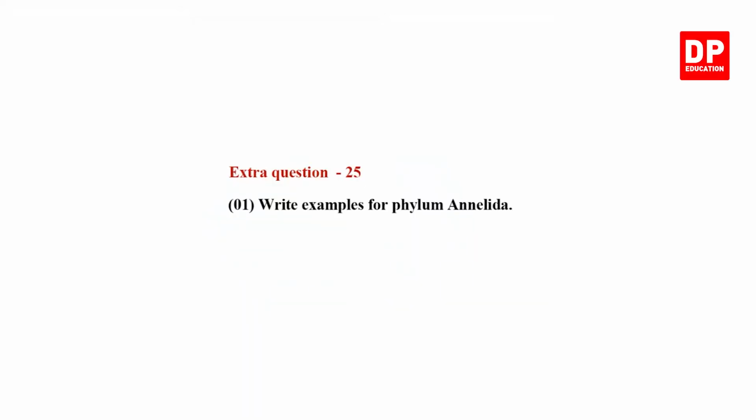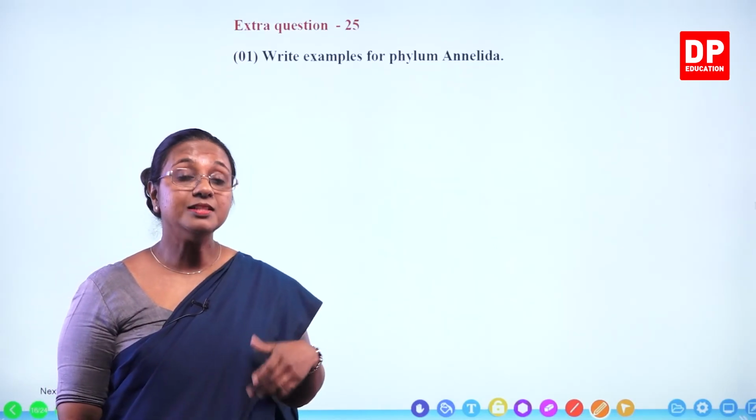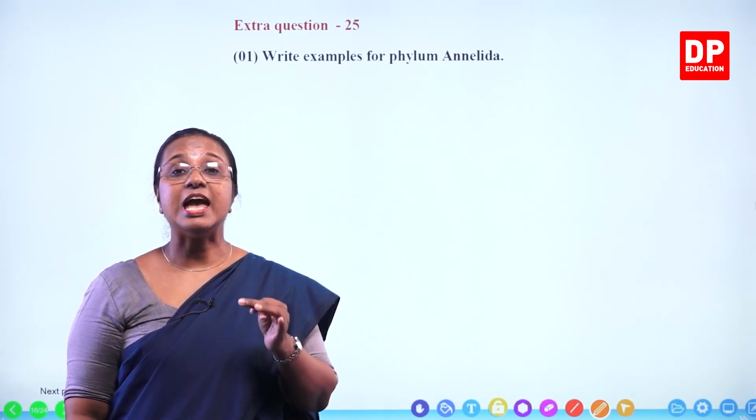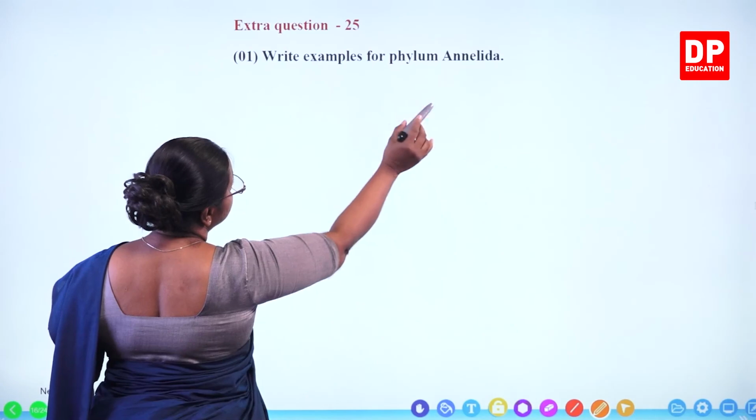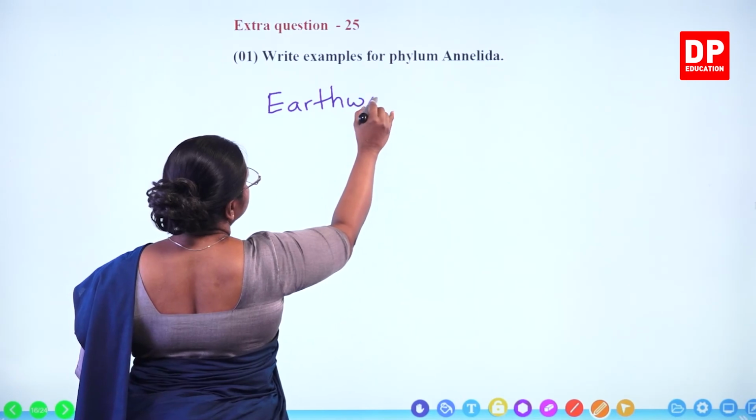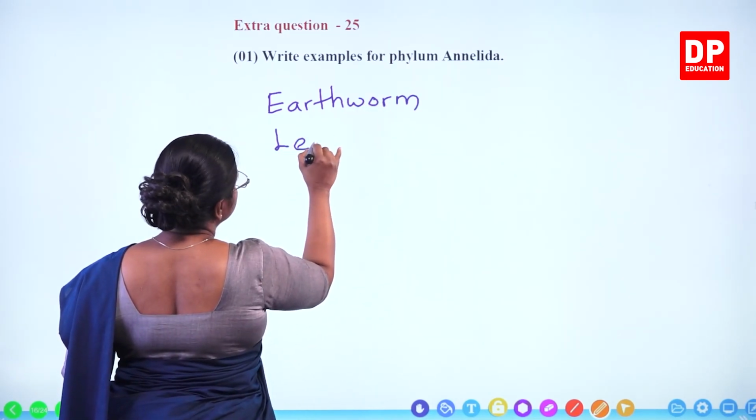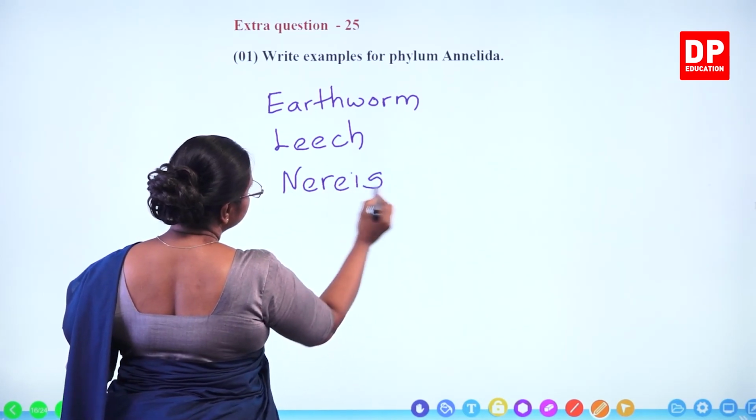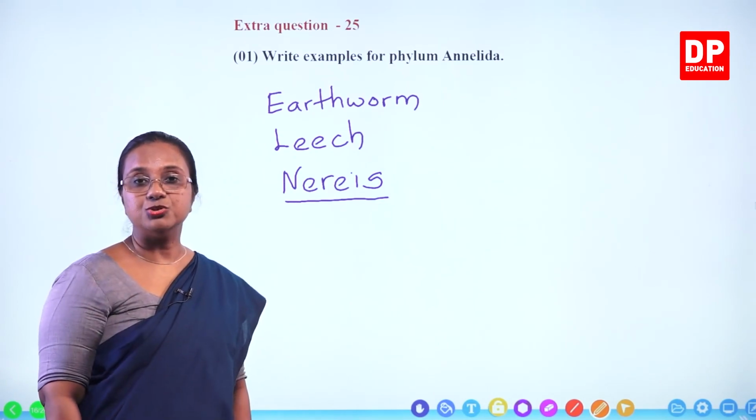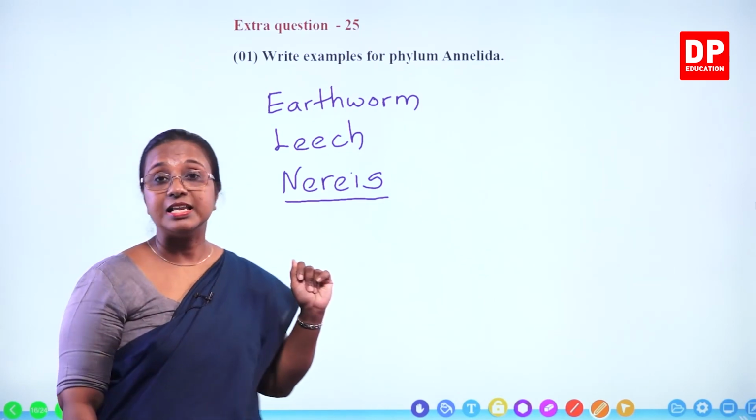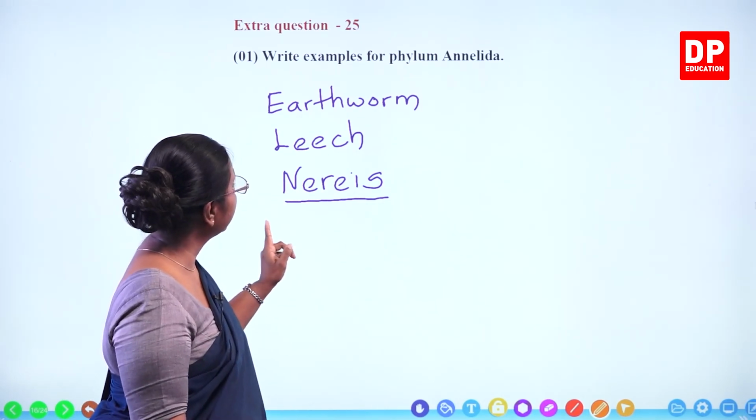Extra question 25. Write examples for phylum Annelida. Phylum Annelida, they are all segmented worms. What are the examples? Earthworm, leech and nereis. Nereis, you all know, is a scientific name, so we need to underline the answer. So, extra question 25, write examples for phylum Annelida: earthworm, leech and nereis.